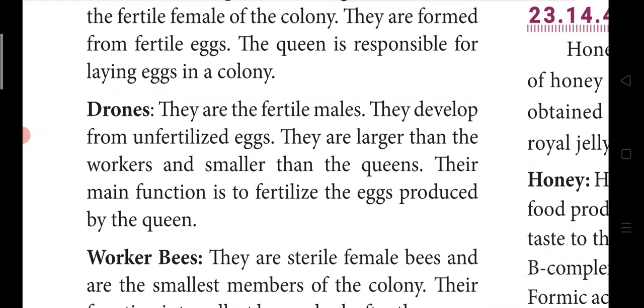They are larger than the worker and smaller than the queen bee. Queen bee விட சின்னதா இருக்கும், but worker bee விட larger-ஆ இருக்கும். Their main function is to fertilize the eggs produced by the queens. So queen bees வந்து egg lay பண்ணிருக்கோம் இல்லையா, அதை fertilize பண்றது தான் இந்த drones உடைய வேலை.